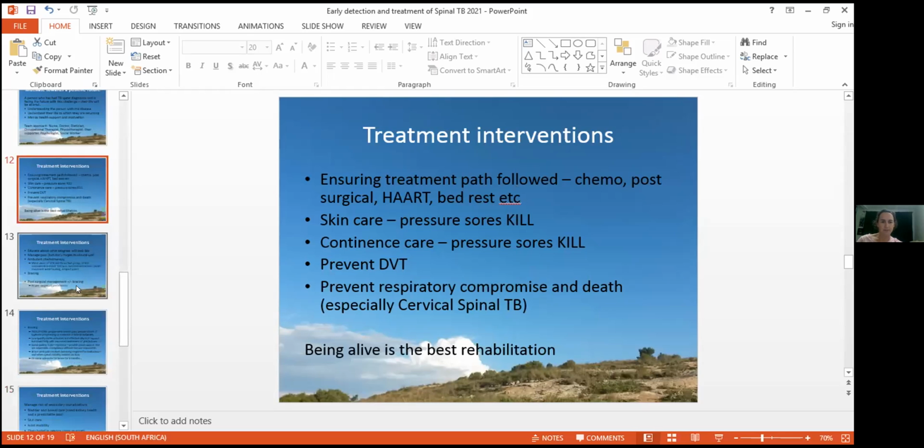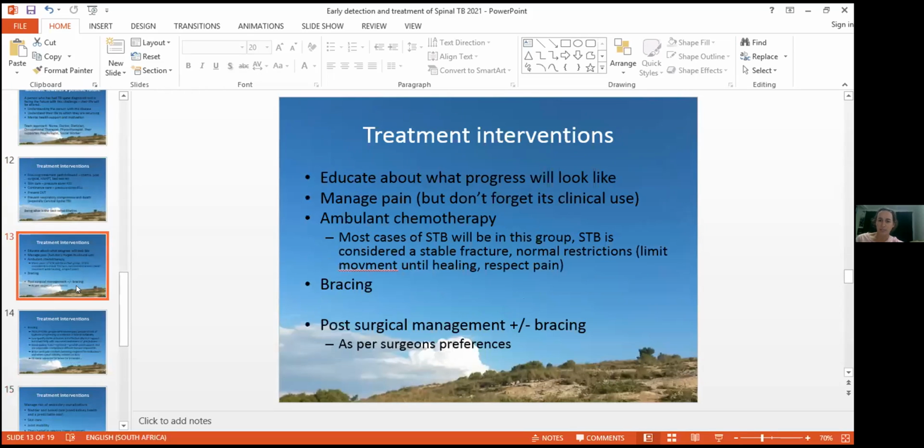And then you need to educate your patient about what progress will and should look like. As much as you would do for HIV, where you'd expect them to know their viral load and things, you'd expect a patient on TB treatment to understand how they should get better. And then help them to manage the pain, but don't forget the clinical usefulness of pain. Pain is a good indicator of healing and pathology.